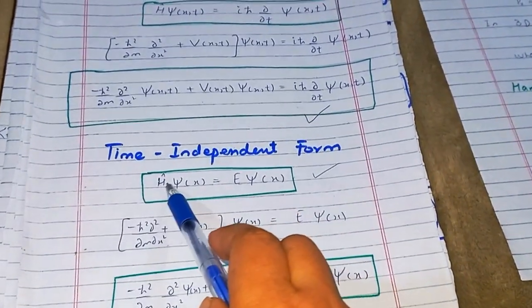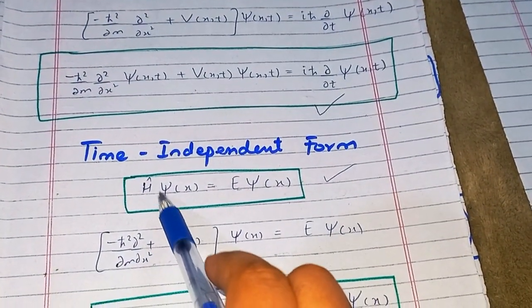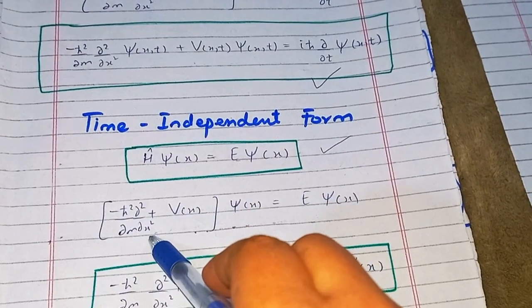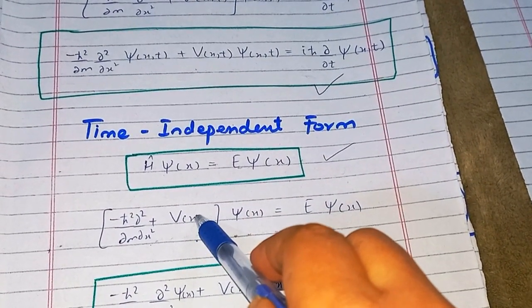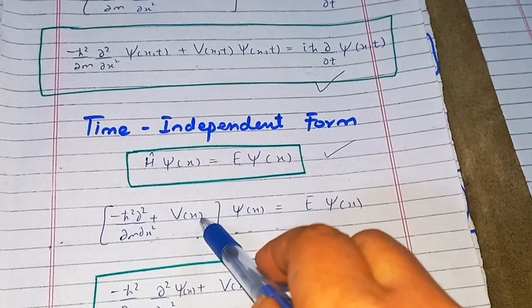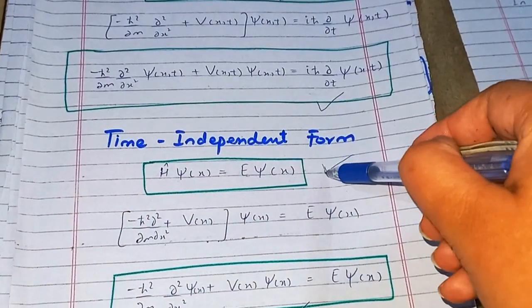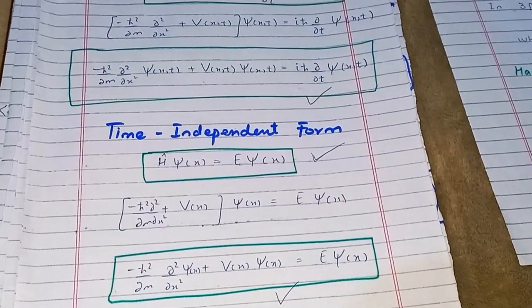You can easily remember it from this equation. You just need to remember what h is equal to. H is equal to this. You just have to remove the time t here, and the rest of everything is the same. You can easily remember this form because it's really important.